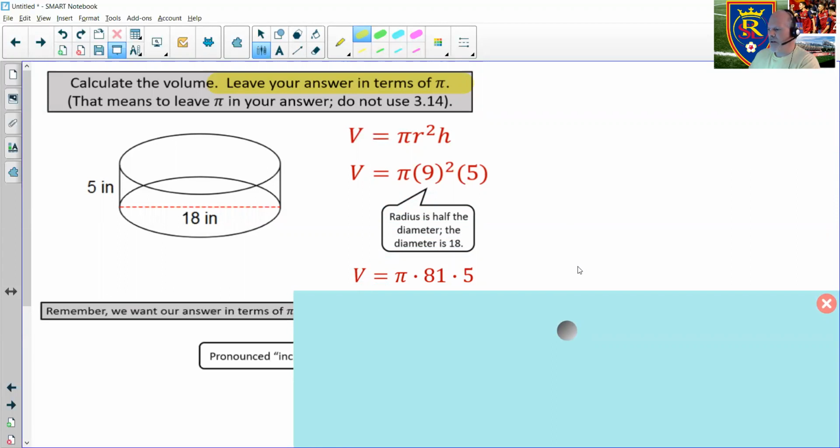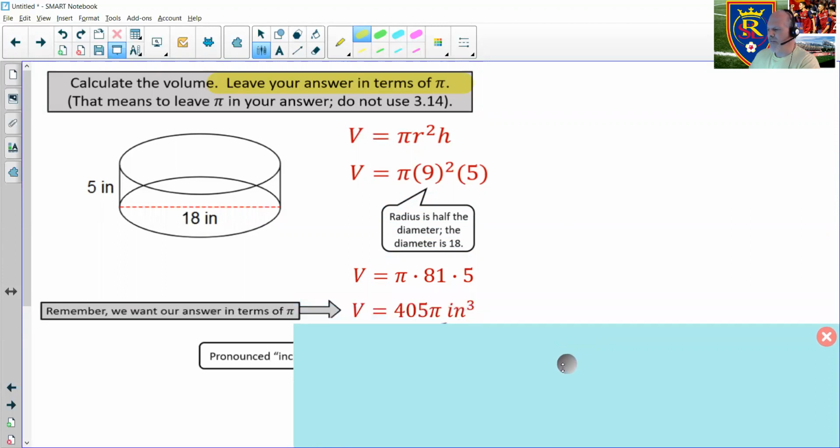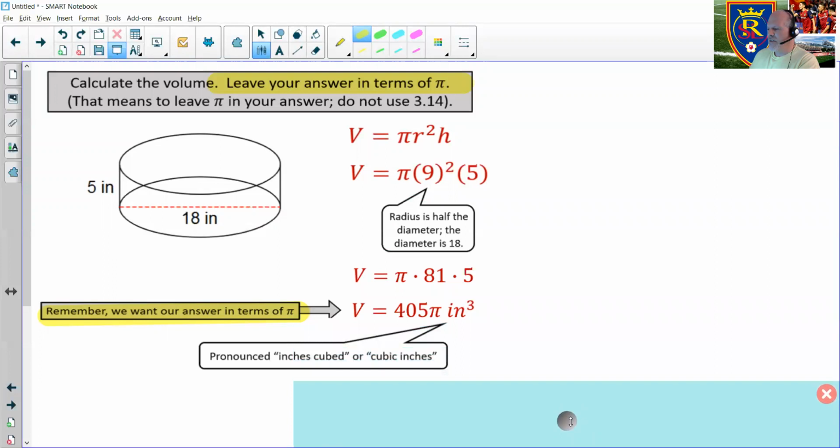And you can use a calculator for this, but when you multiply this out, you end up with 405 pi. And remember, as it shows right here, we're leaving our answer in terms of pi. So we are not going to substitute 3.14. This is our answer. And finally, the inches with the exponent 3 is pronounced inches cubed or cubic inches. That's the units that we're measuring in.